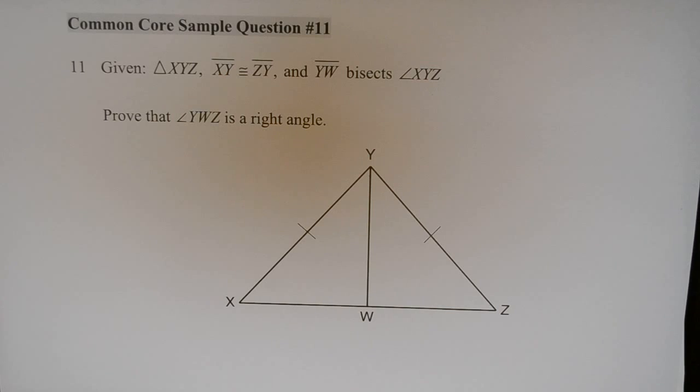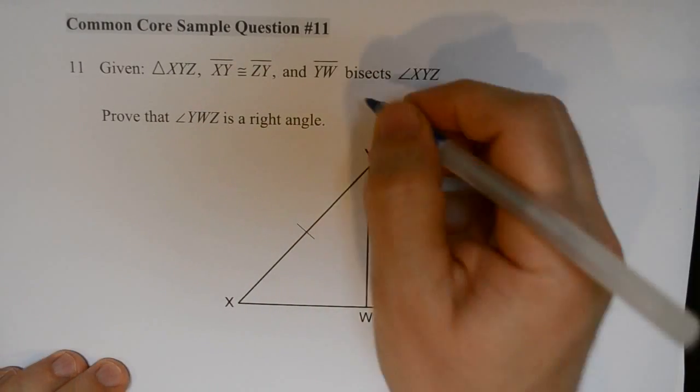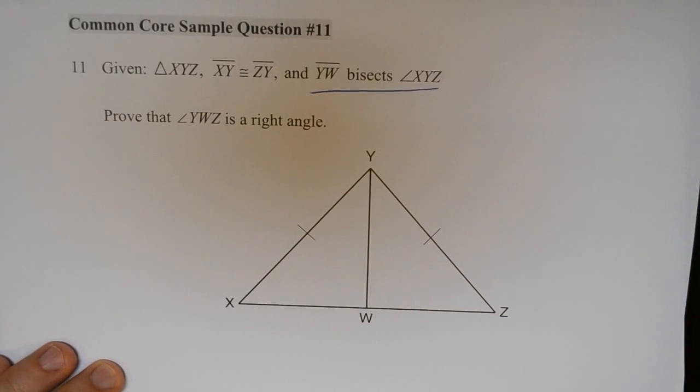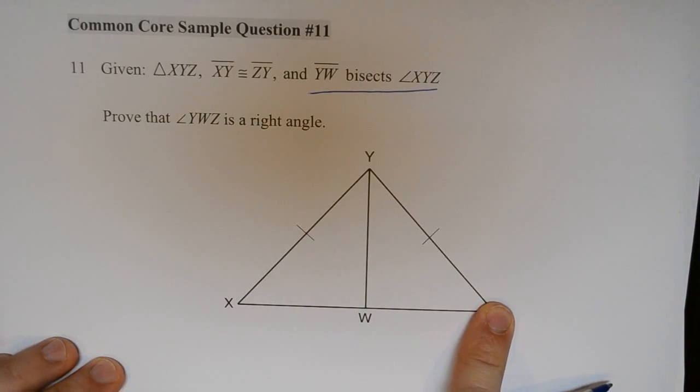All right, looks like in this one we have a little proof ahead of us. So we have triangle XYZ. They're telling us that XY is congruent to ZY, and now this they haven't marked. YW bisects angle XYZ. All right, so if YW bisects XYZ, what does that tell me about the picture?